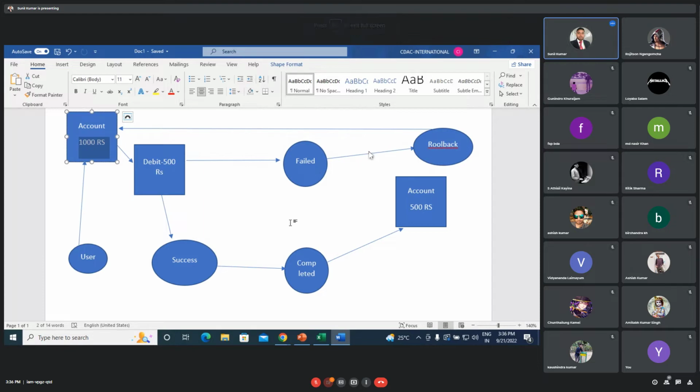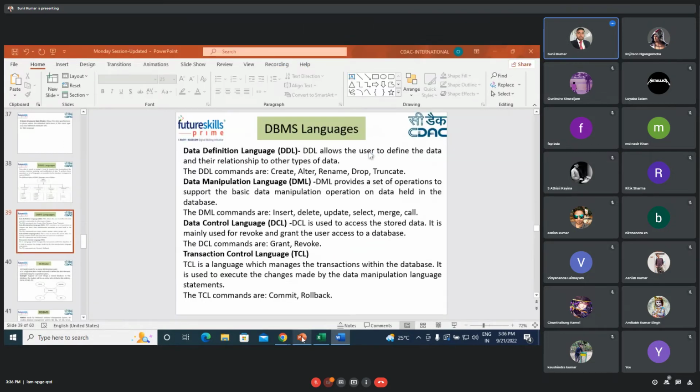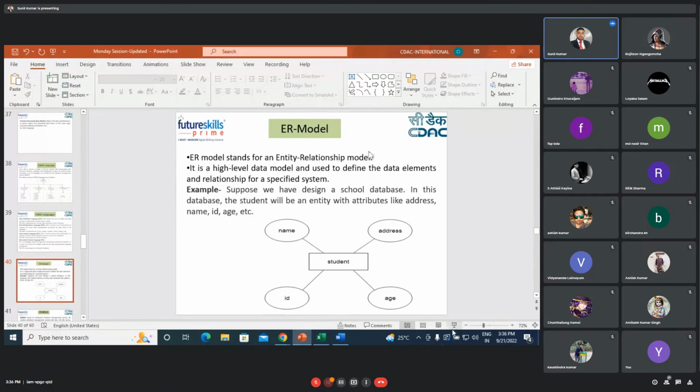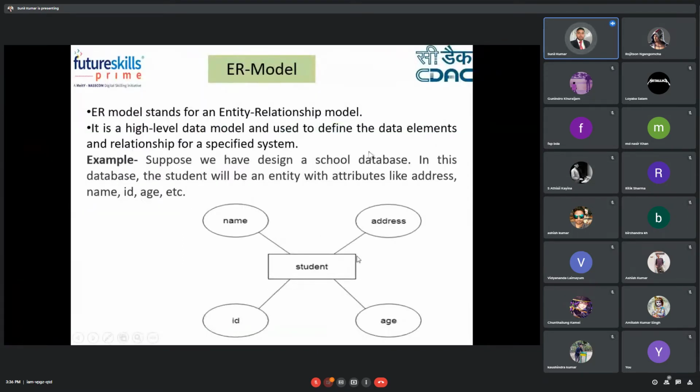Okay. Now, the ER model, the entity relationship diagram, was already explained. In a class, a student may have various attributes like student name, student ID, age, address. If there are 50 students, the names will be different, the addresses will be different, the ages will be different, and the ID of each student will be different. How can we arrange this data in the form of a table?